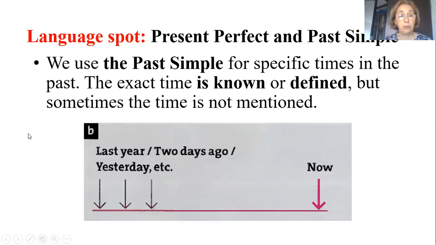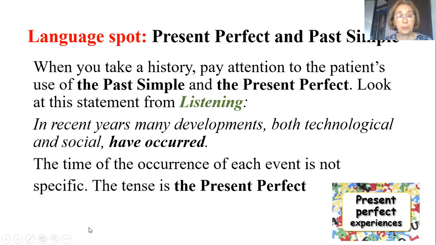And on the contrary, we use the past simple for specific times in the past. The exact time is known or defined, but sometimes the time is not mentioned. The time is defined with the help of such phrases as, like you can see on the diagram, last year, two days ago, yesterday. So we know when the action happened. And when you take a history, we should pay attention to how patients use these tenses.